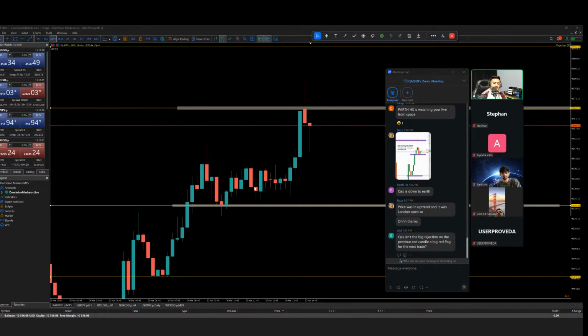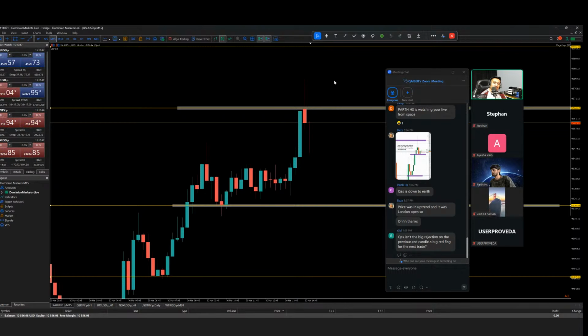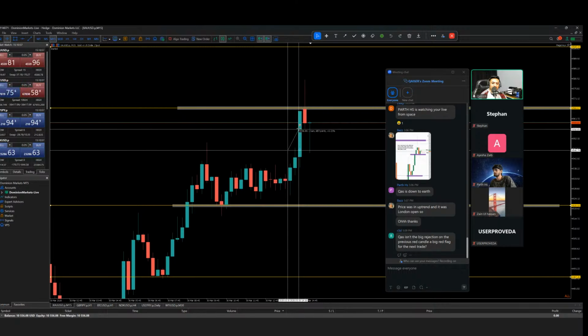Isn't the big rejection on the previous red candle a big red flag for the next candle? Market has to move in waves. If it continuously pushes upside, it definitely has to stop somewhere and create some new structure for the continuation. Right now I can't see any buys or sells. That was the opportunity we had for the buys, and we grabbed those chunks, closing 160, 70 pips easily.